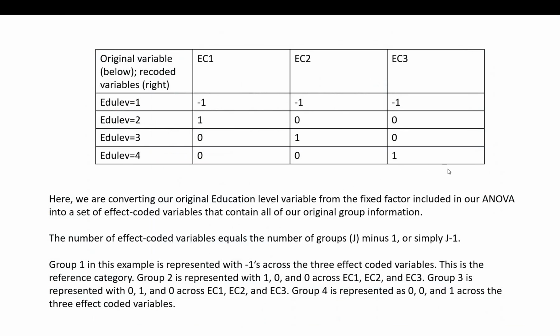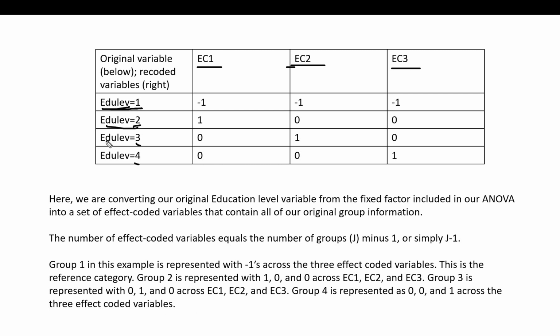Okay, so now we're going to transition to actually performing our analysis using effect-coded variables in the context of multiple regression. We're going to take our original education level variable with values of 1, 2, 3, and 4 and recode it into a set of 3 effect-coded variables. Essentially, the number of effect-coded variables equals the number of groups for our original variable minus 1.